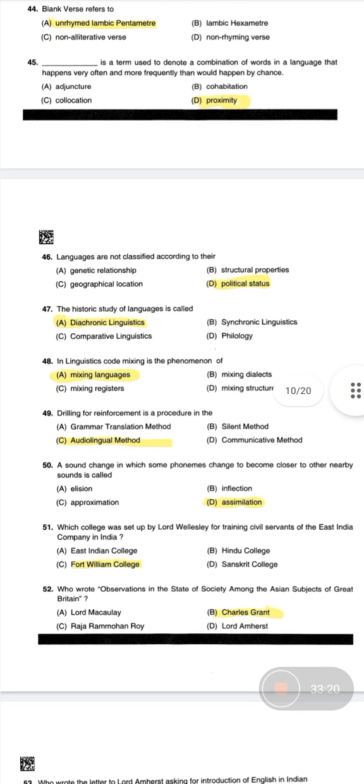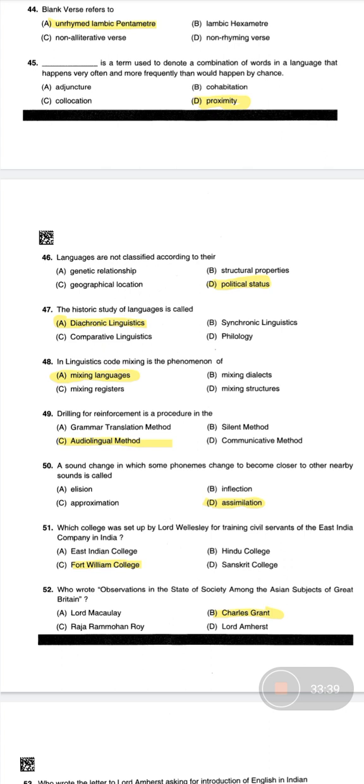Okay. Question number 46. Languages are not classified according to their... How is the language not classified? Political status cannot classify the language. The right answer is political status. See, political status cannot classify the language.